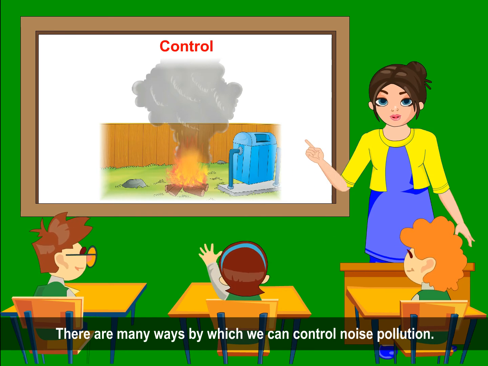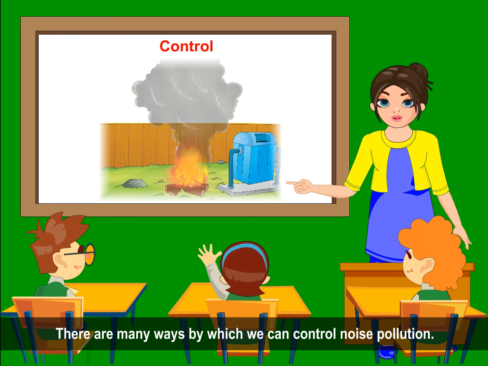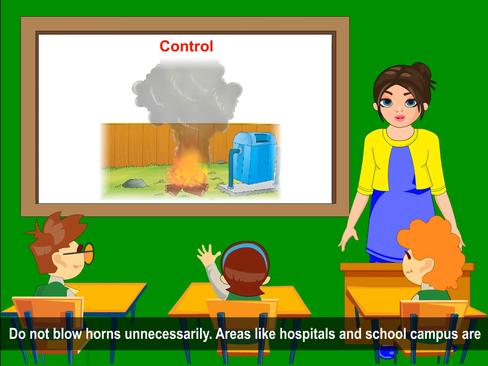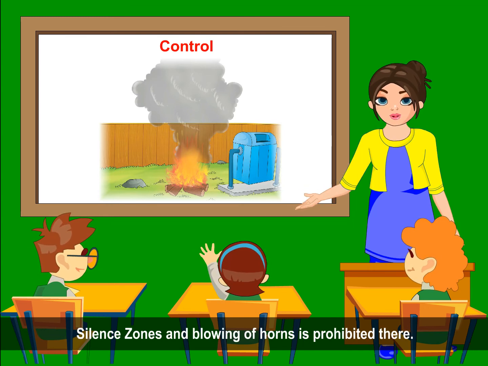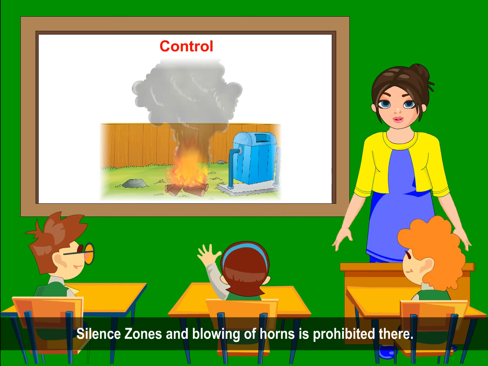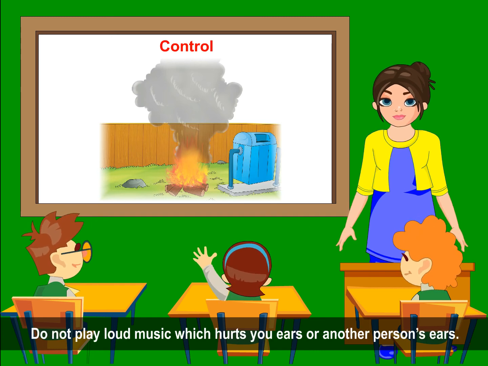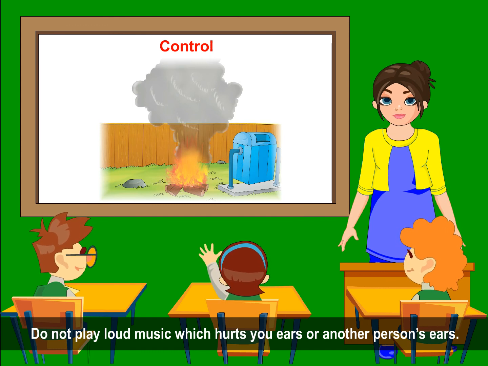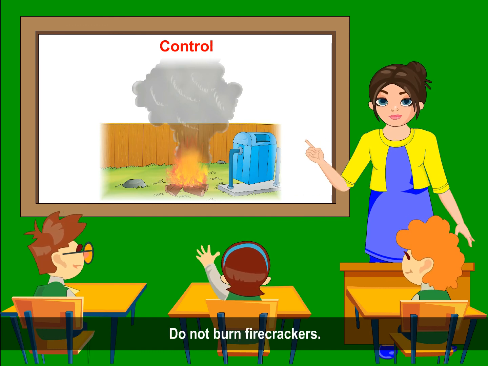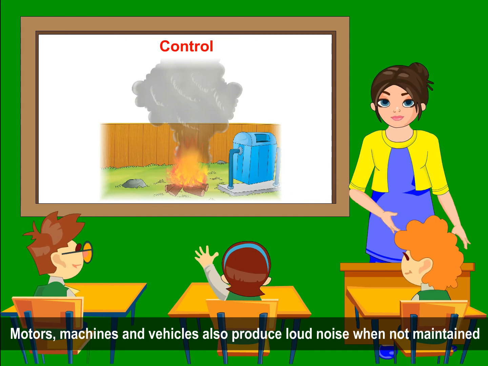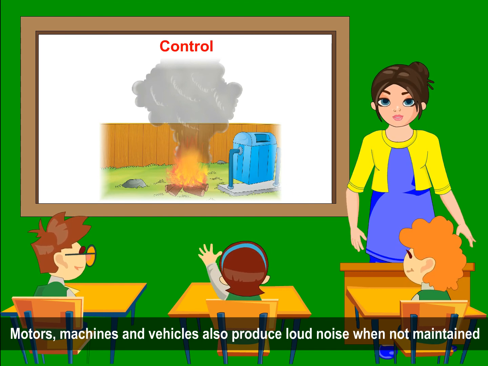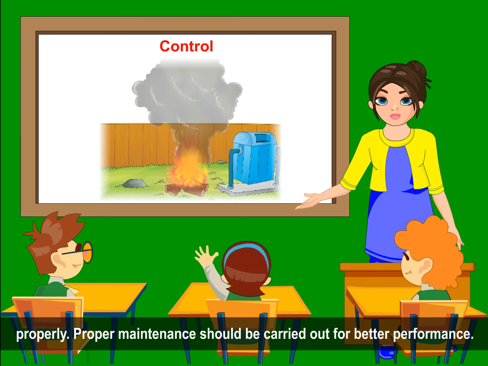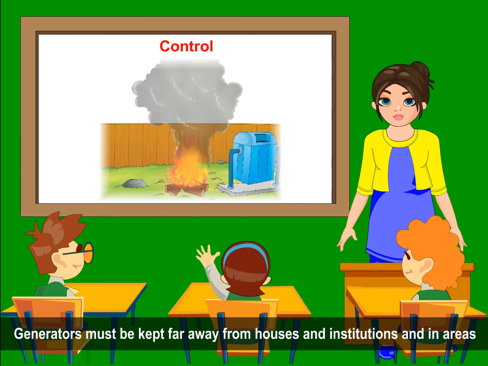Control. There are many ways by which we can control noise pollution. Do not blow horns unnecessarily. Areas like hospitals and school campus are silent zones, and blowing of horns is prohibited there. Do not play loud music which hurts your ears or another person's ear. Do not burn firecrackers. Motors, machines and vehicles also produce loud noise when not maintained properly. Proper maintenance should be carried out for better performance.